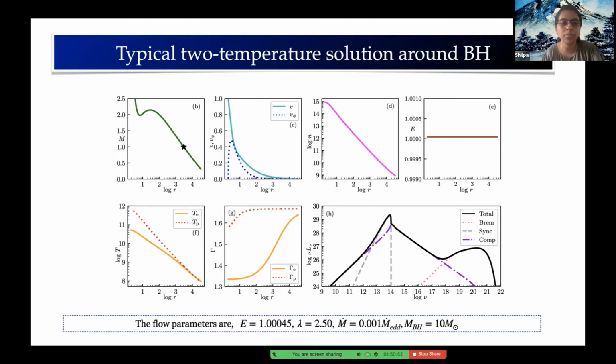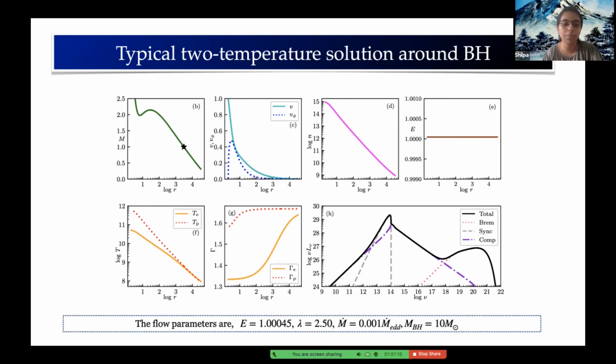In this plot, the green solid line is the Mach number plot. Here we can see the radial velocity, where near the horizon the matter velocity achieves the speed of light. This is the number density. This is the energy. This energy is the generalized Bernoulli constant, which is actually a constant of motion even in the presence of dissipation.